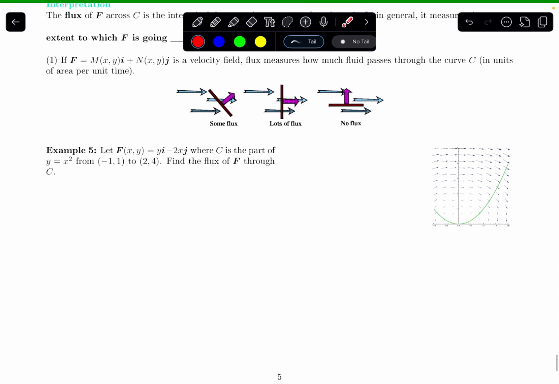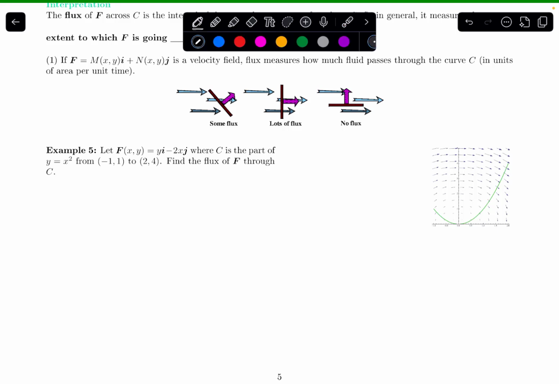Okay, so let's do an example. Let's say that I have this vector field F, and C is the part of y equals x squared from the point (-1, 1) to the point (2, 4). So it's the part of this parabola, and it's drawn in this picture. And we also have the vector field arrows drawn for this portion of the picture. And I want to find the flux of the vector field through that curve C.